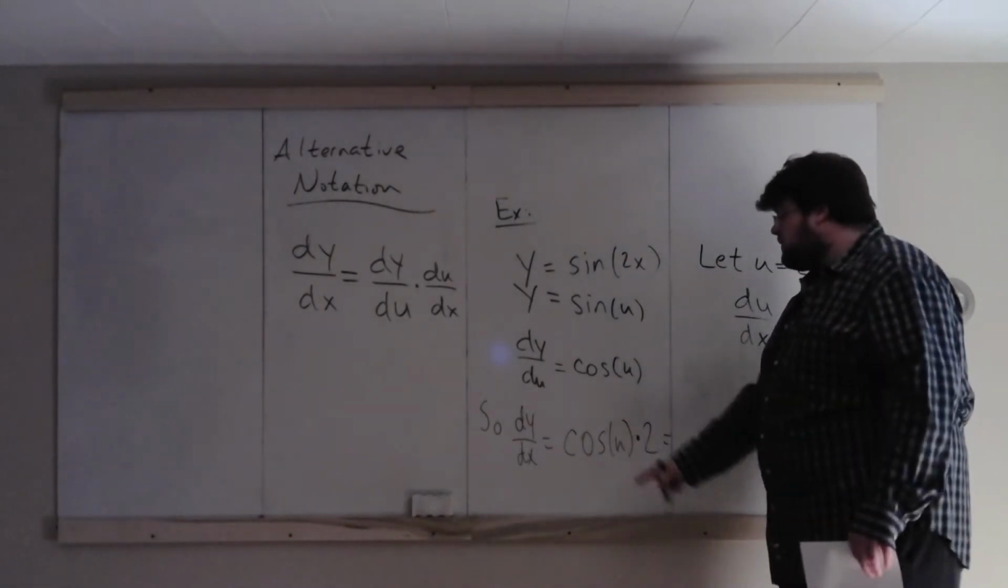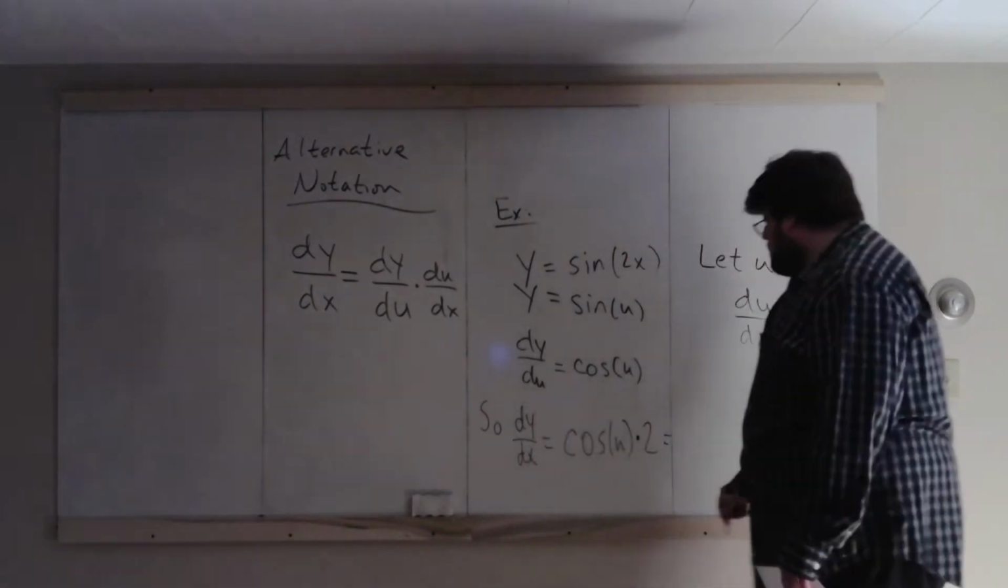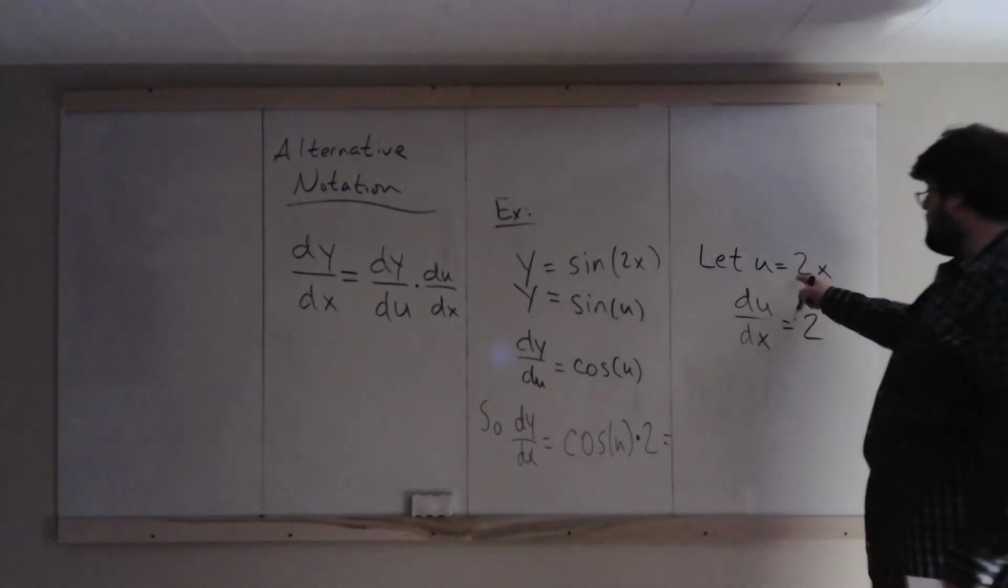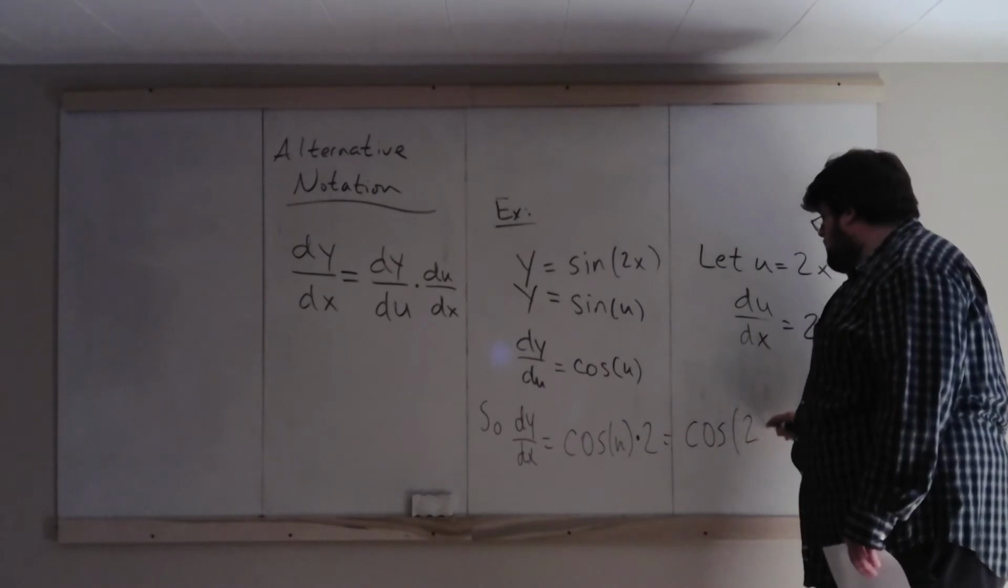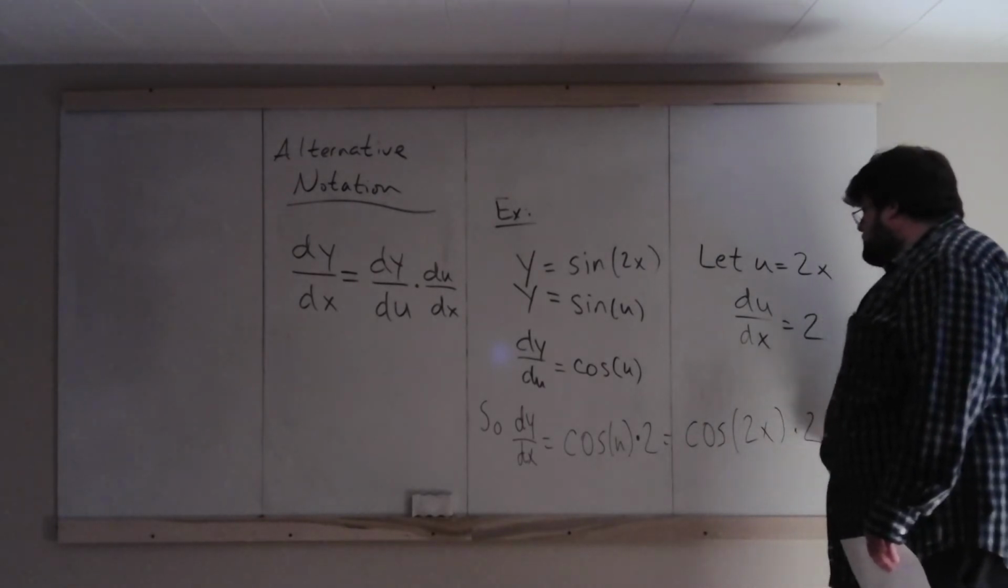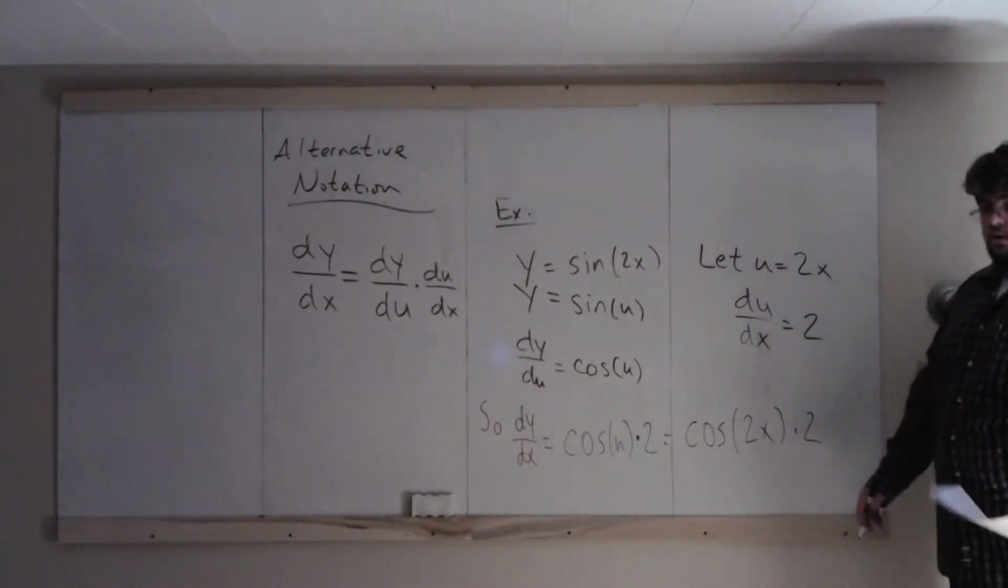And we don't want u's in our answer because our variable here is x. So we'll just replace u with whatever it is in terms of x, and then times 2. And you could write that as 2 cosine of 2x.